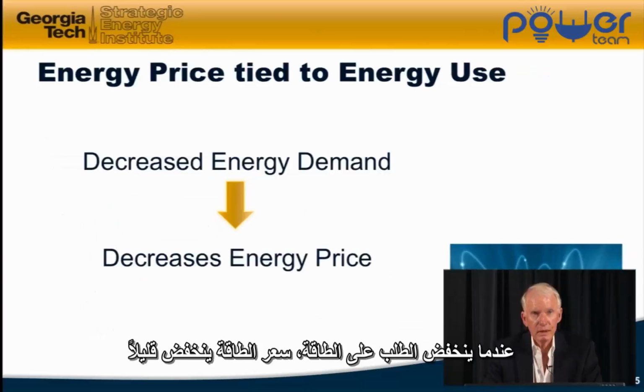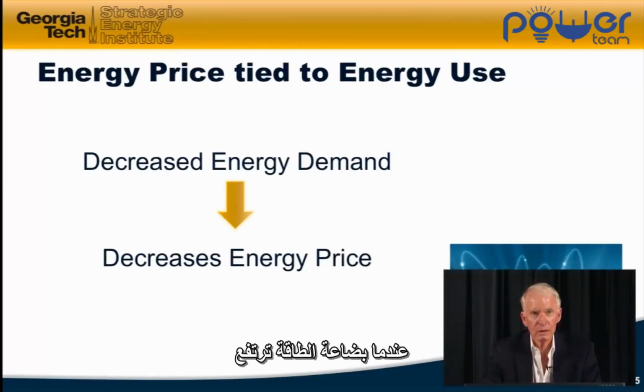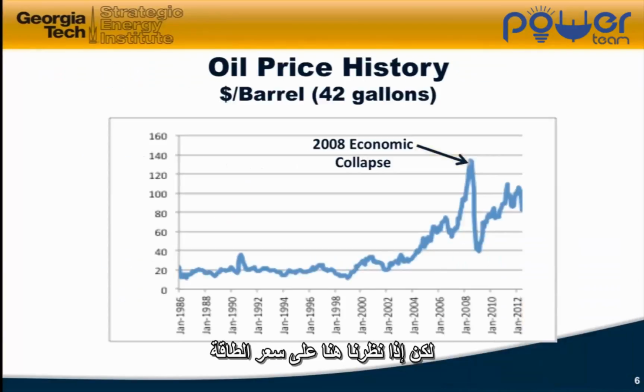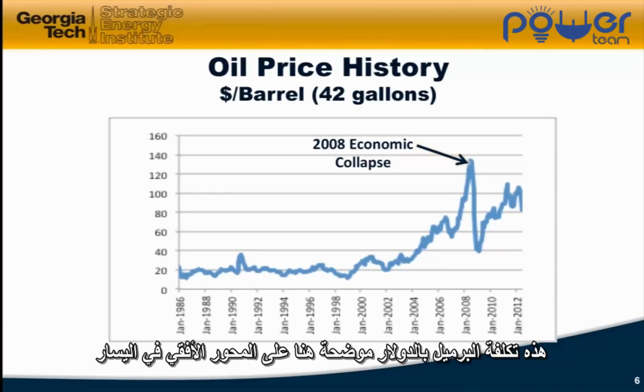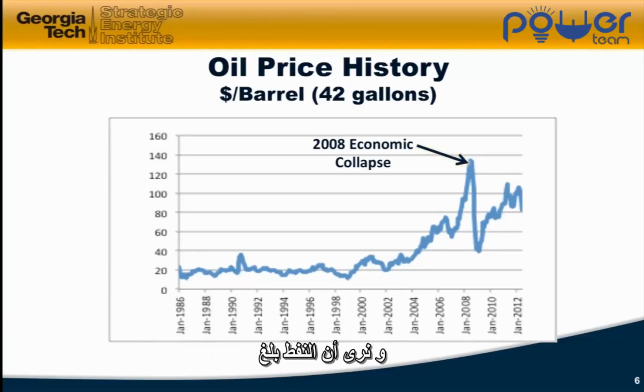When the energy demand goes down, the price of energy goes down a little bit, not much, and it depends on which one it is. But of course, when demand of an energy commodity goes up or down, generally the price goes up and down, so that's nothing new. But if we look here at energy price, this is the dollar cost per barrel on the vertical scale over here on the left. It goes from 0 to 160. And on the horizontal scale, we go from 1986 to 2012.